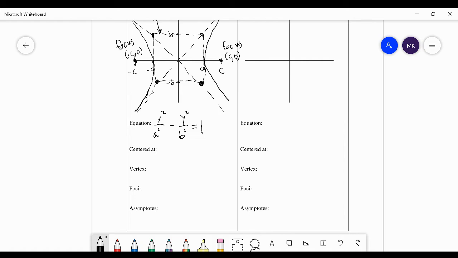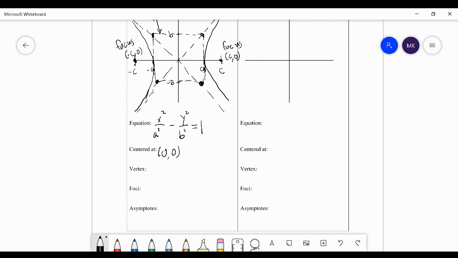I'm sure in this class and in other classes, you've had teachers and people talk about being careful with your signs, making sure you carry those through correctly. This is a big reason why. So make sure that you are being very careful with that. So if this is our equation, it's centered at, very simply, 0, 0, the origin.